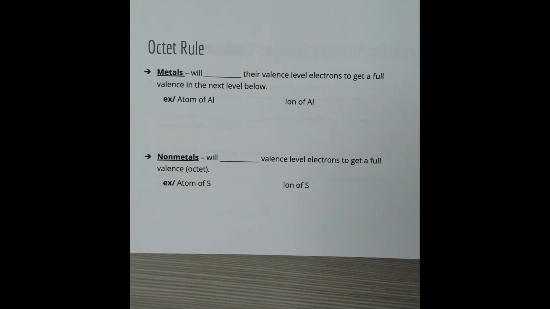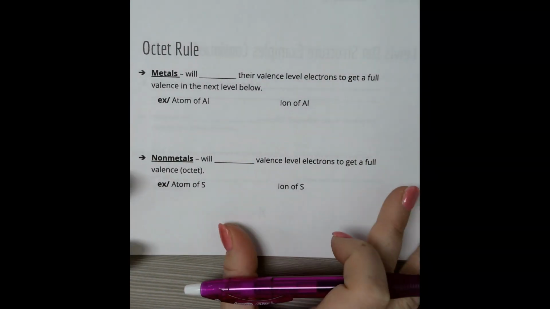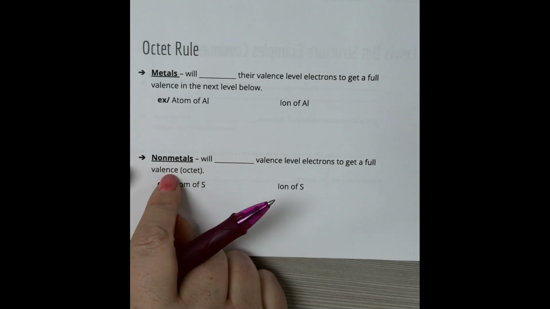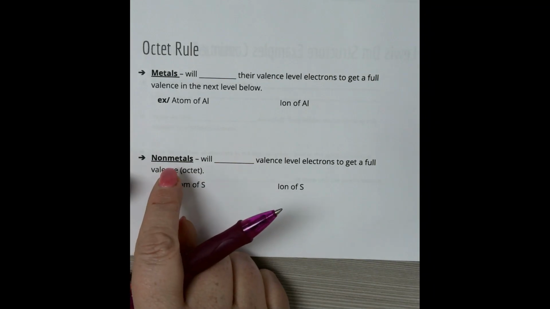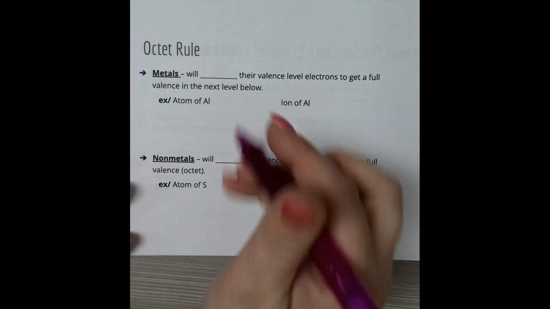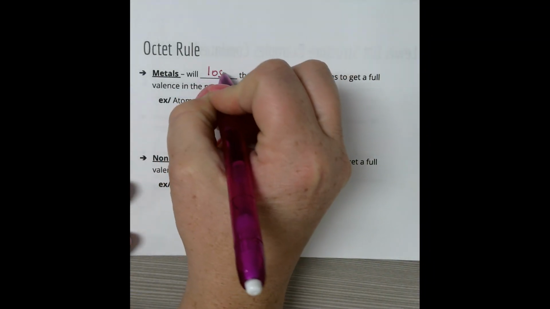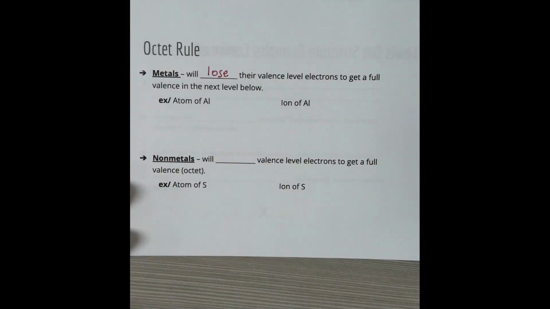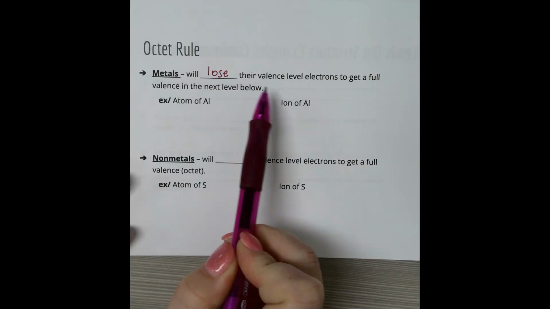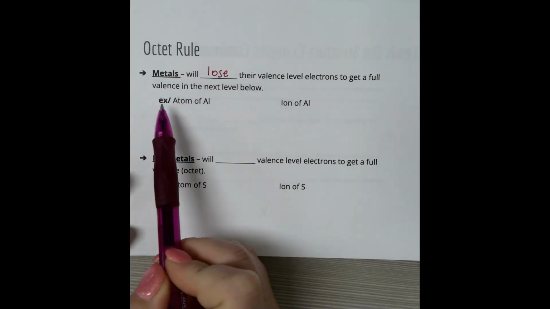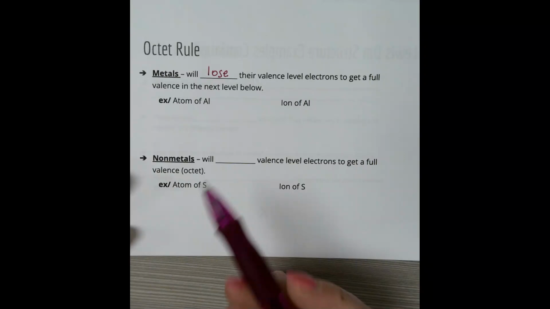All right, so next we're going to talk about the octet rule. We have metals and nonmetals, two types of elements that we're going to be talking about. Metals are going to lose, and we talked about this in the last unit with losing or gaining electrons. Metals are going to lose their valence electrons to get a full valence in the next level below.